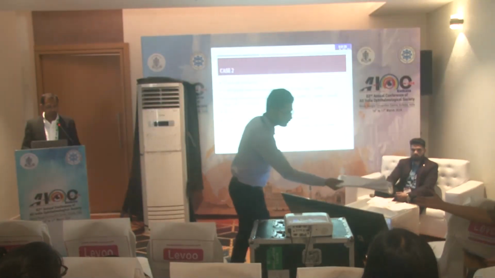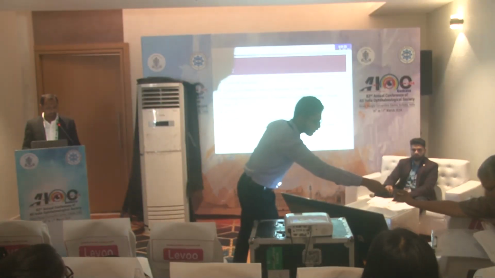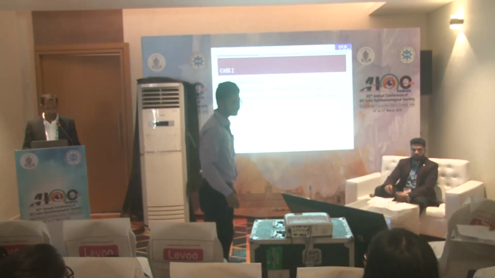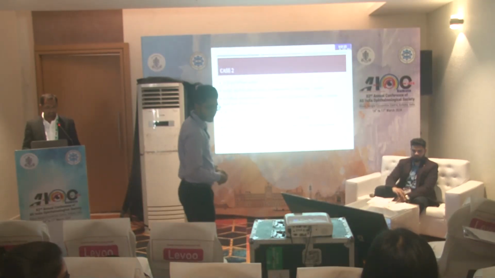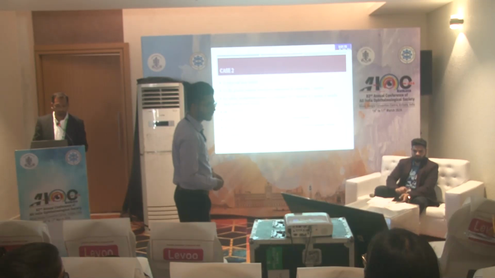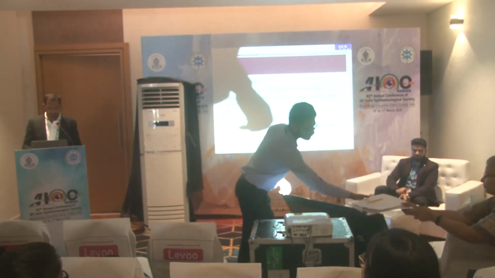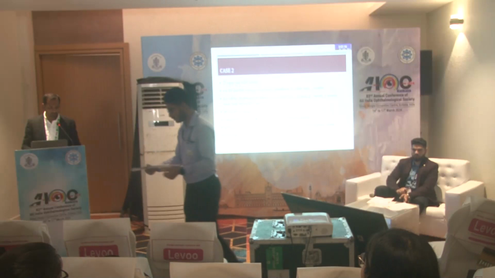Coming to case 2, here is a 23-year-old male who presented to us with right eye gradual painless progressive diminution of vision since 7 months. The patient is a known case of lichen planus for which he was on cyclosporin immunosuppression for 1 month, following which he was on low dose oral steroids.